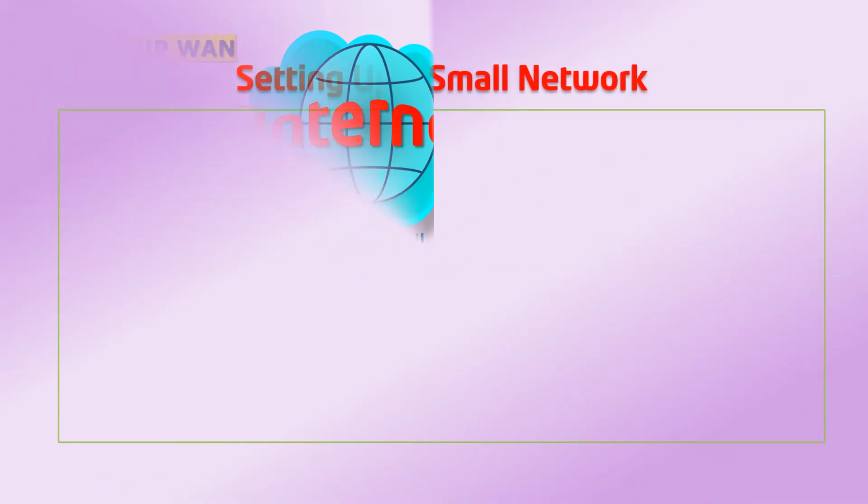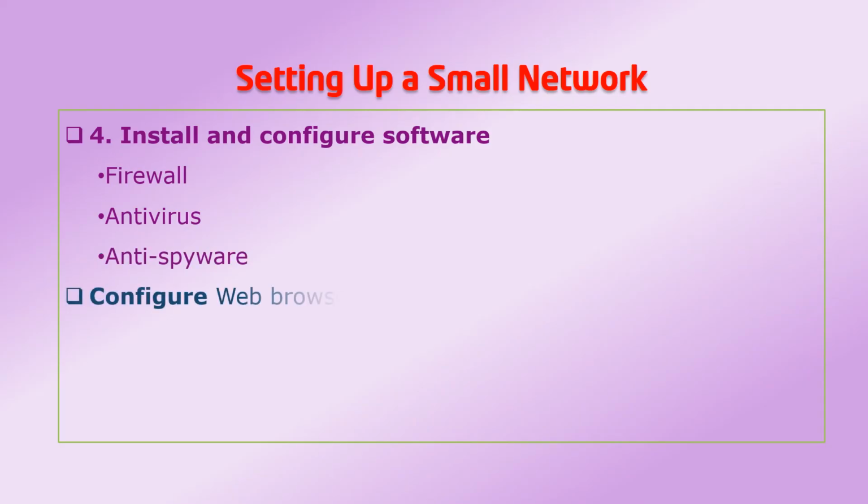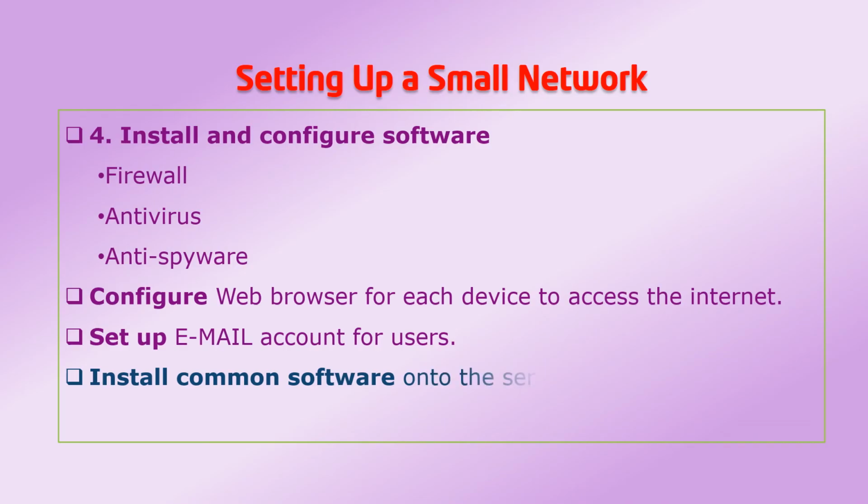Install and configure software, firewall, antivirus, anti-spyware. Configure web browser for each device to access the Internet. Set up email account for users. Install common software onto the server. Set up privileges so that user may access their own area or common shared area.